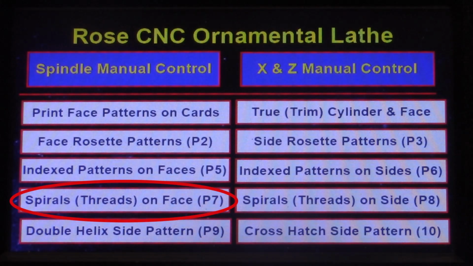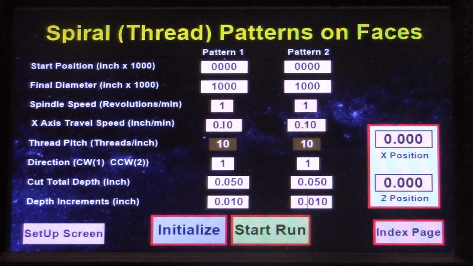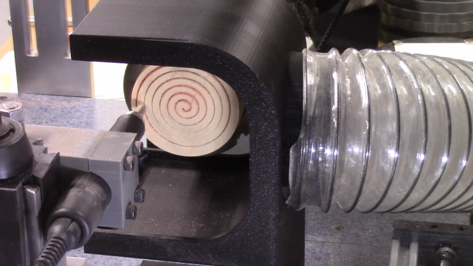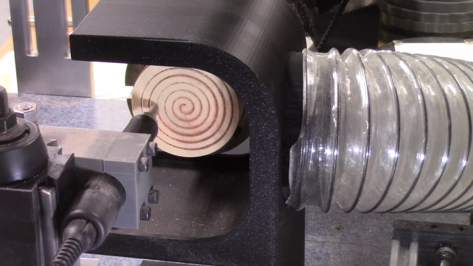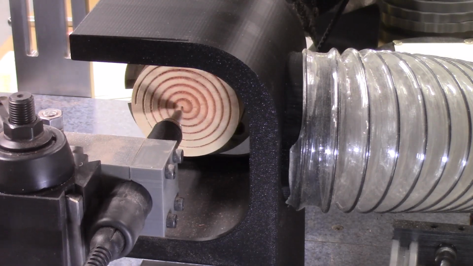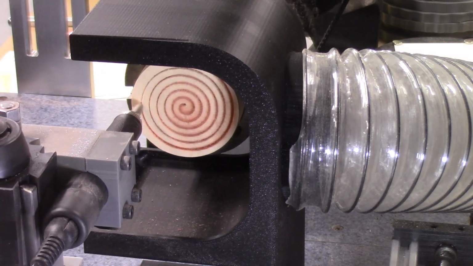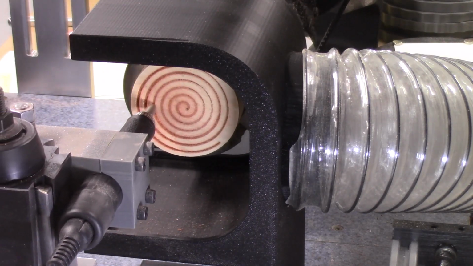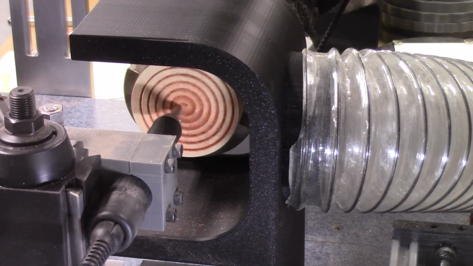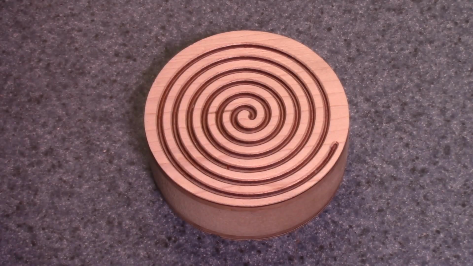This program is very similar to the previous program, except that you're cutting the patterns on the face of the cylinder. Once again, you enter the starting position, the final position, and the various speeds. And here's the finished pattern after light sanding.